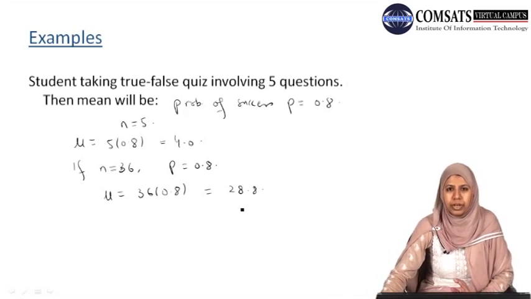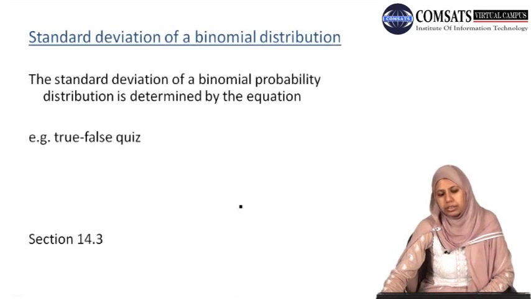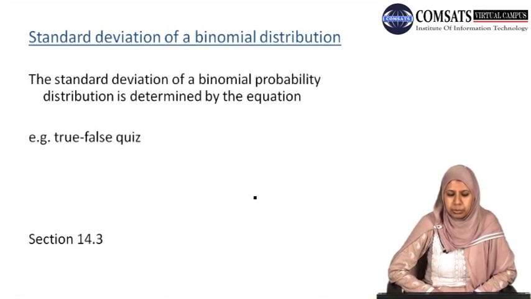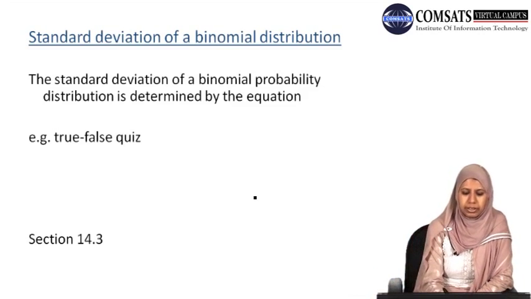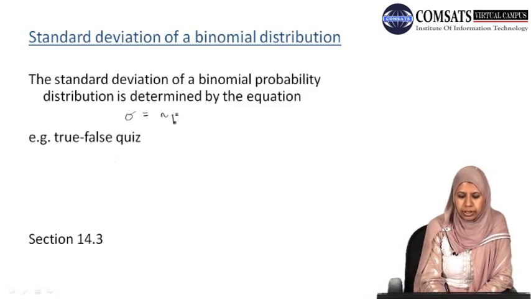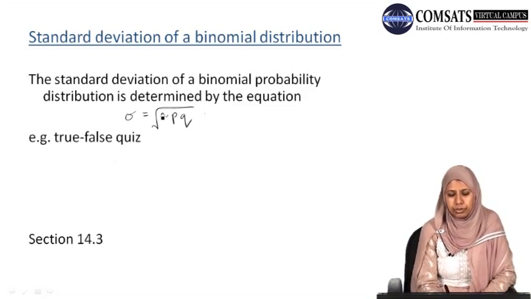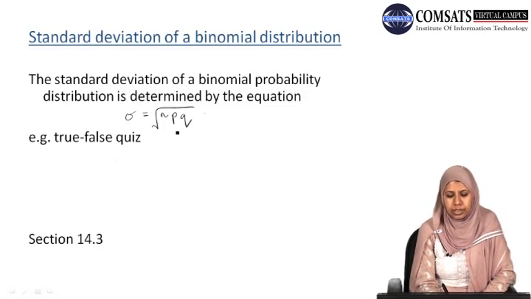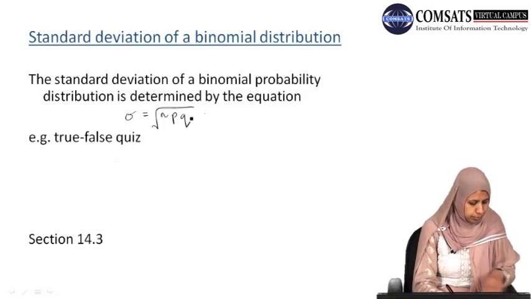Similarly, by knowing the number of trials, the probability of success and the probability of failure, we can define the standard deviation of a binomial distribution. The standard deviation of a binomial probability distribution is determined by the equation sigma equals the square root of n, p, q, where n is the number of trials, p is the probability of success, and q is the probability of failure.